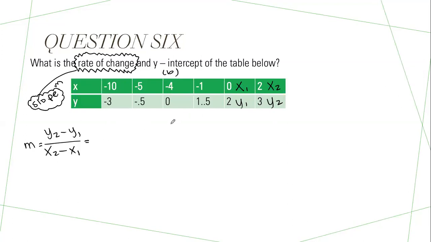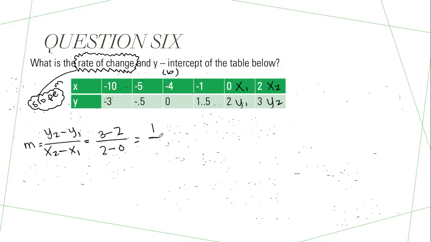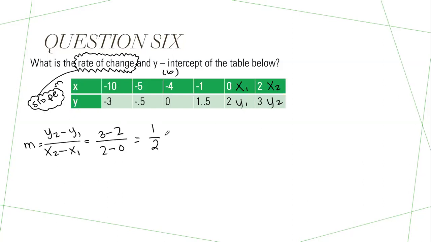So, like I said, if you use different ones, it's fine. You'll get the same exact answer. So y2 minus y1, 3 minus 2. x2 minus x1, 2 minus 0. And when I do that, 3 minus 2 will give me 1. 2 minus 0 will give me 2. Here's my slope.